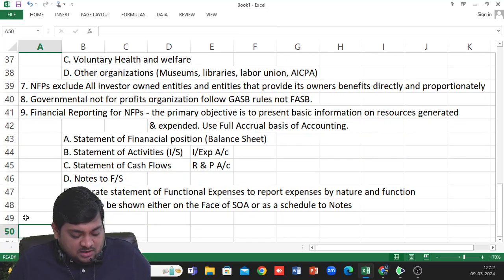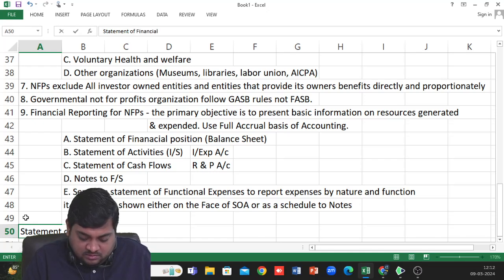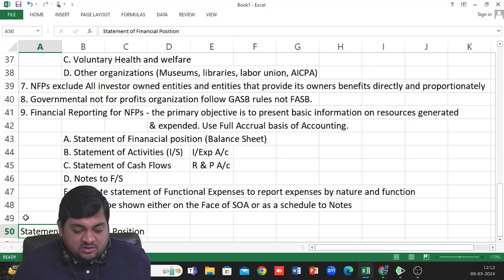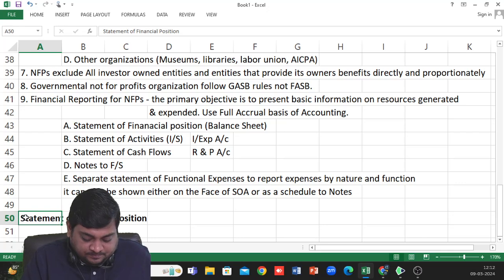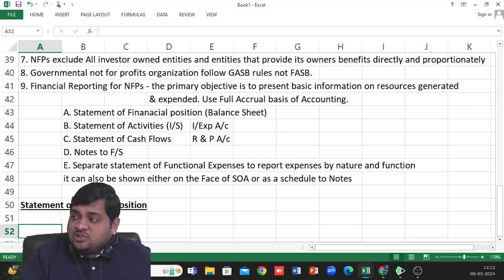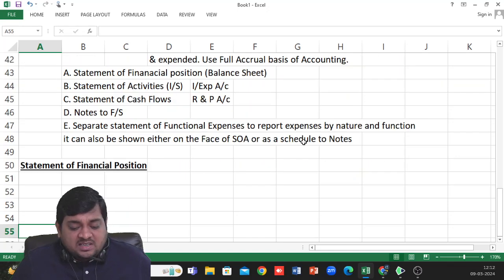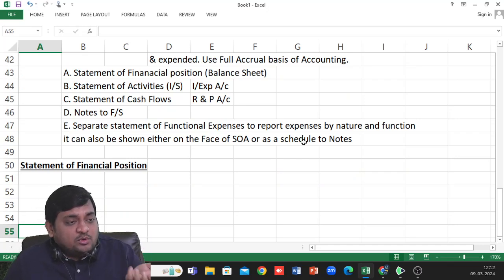So the first discussion will be our statement of financial position. Now, you know marshalling of the balance sheet, right? We have done it in our plus 2 level. Basically, how you are going to show your assets and liabilities. Financial position means this is the balance sheet. So here we show all the assets and liabilities.